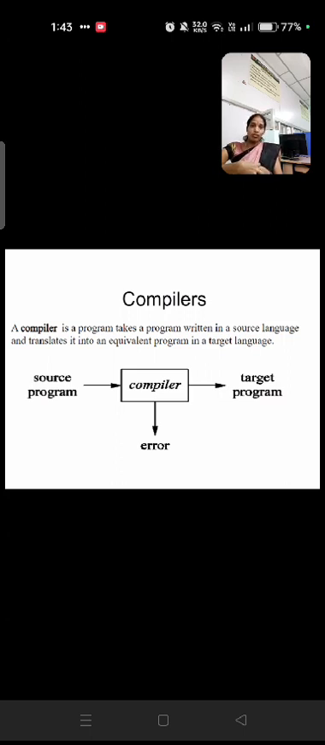So in a compiler we have to translate the entire program into one language to another language. For example, we take C programming. First, this entire C programming information of the data can be taken as a source code, that is called an input to the user, and the compiler.